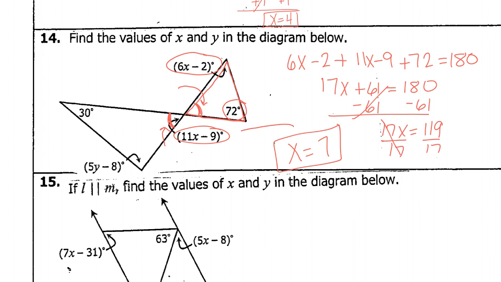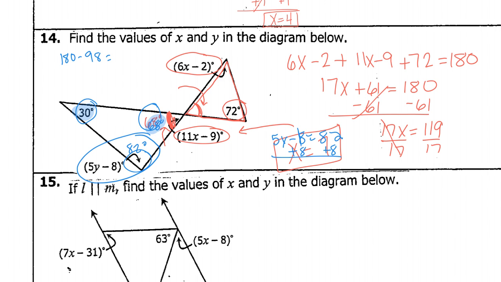Now you can plug the 7 in to find what angle this would be here. So 11 times 7 minus 9 gives you 68 degrees. Now we can find our y by adding these two together and subtracting from 180 to get the missing angle here. So we get 82 degrees. Now to find my y, I can do 5y minus 8 equals 82. So I get y is 18.